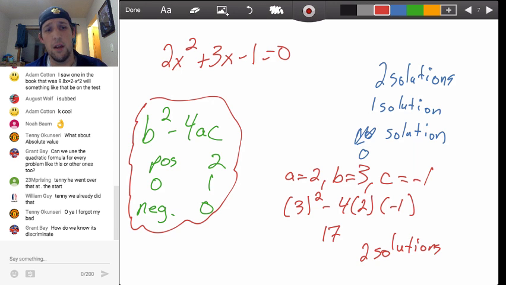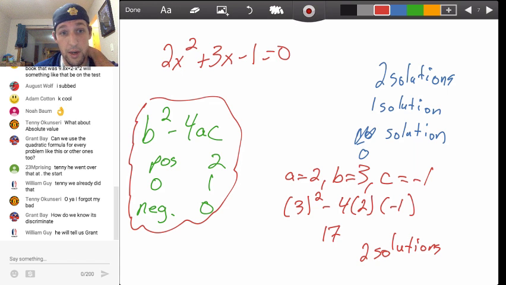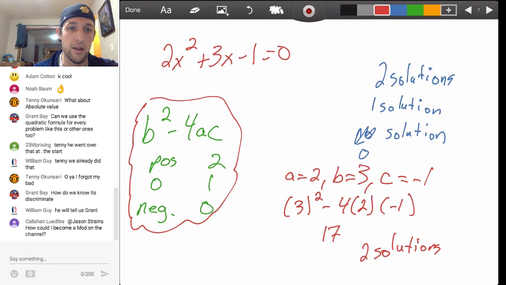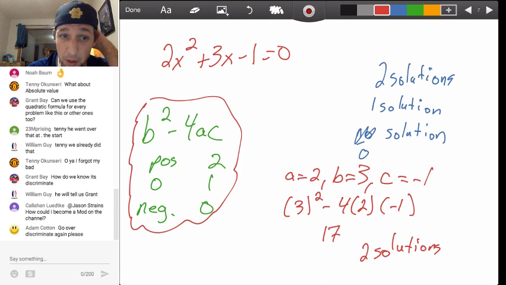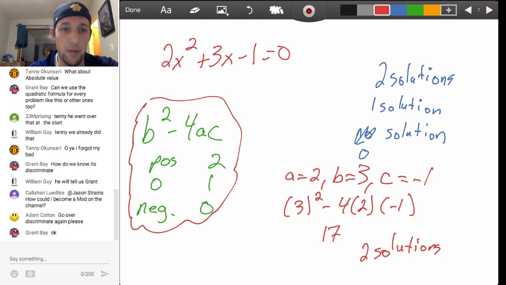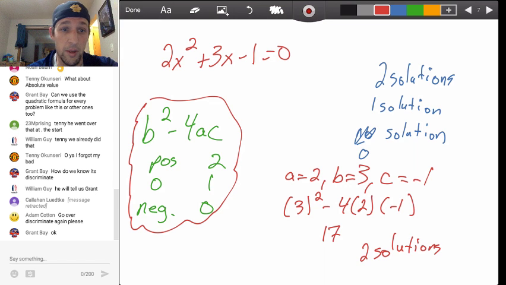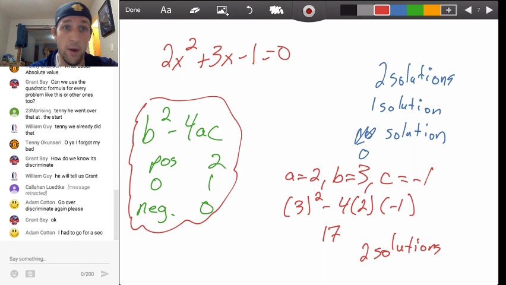Grant asked a good question on how do we know if it's discriminant. Really, I'm very clear tomorrow on exactly what you should be doing, okay? Like, as William then responded, I'm going to tell you, okay? So really, I'm going to tell you when you can use the quadratic formula, when you cannot use the quadratic formula, and when it's discriminant, and when it's not, okay?